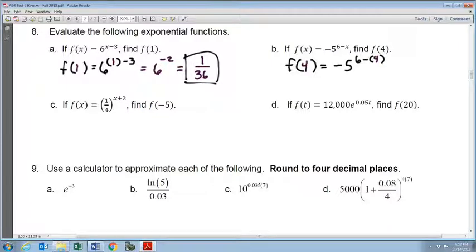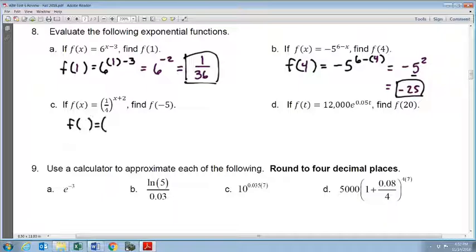On letter B, let's go ahead and make a skeleton. We're going to plug in 4. So we have negative 5 to the 6 minus 4 power. That's negative 5 to the second power. Now again, be careful here. Your base is just the 5. 5 squared is 25. So we're going to get 25 when we square that, but don't forget, we still have the negative out front. The negative is not part of the base.